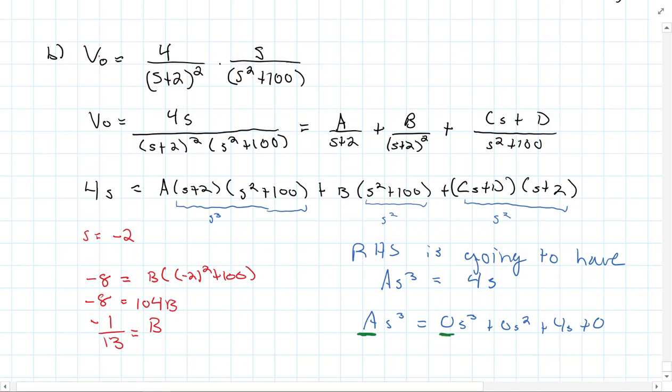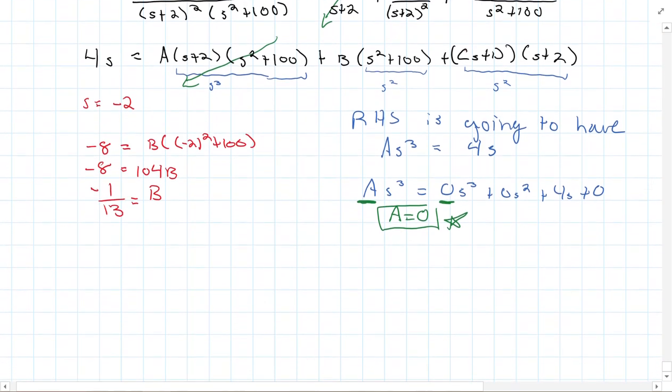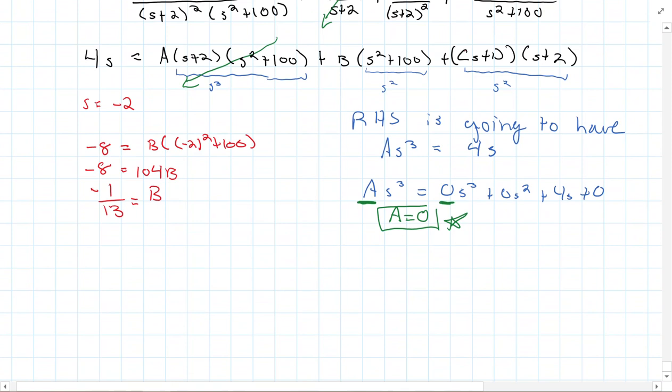What's in front of the s cubed here? A equals 0. All right, awesome. So we've gotten rid of that term completely. So I can just cross this off and ignore it now for the rest of the computation. In fact, I can cross it off here because that's going to be gone as well, because a is now 0.